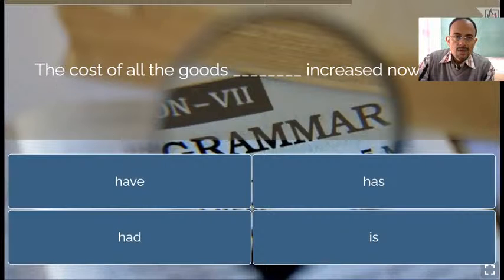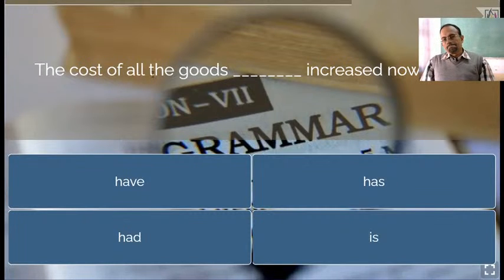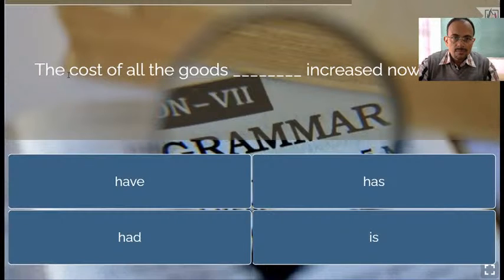Next, "The cost of all the goods dash increased nowadays." Always remember here, the subject is not goods, dear students. The verb will agree with cost here, which is singular. The cost of all the goods. So the verb will agree with cost, not with goods. As cost is singular, therefore the verb should also be singular. So do not be confused. Many students get confused because before the verb it's plural. That is why they think it should be plural, but actually the verb is agreeing not with goods, but with cost. What is increasing? Cost is increasing, right? So the verb will agree with the cost, which is singular.